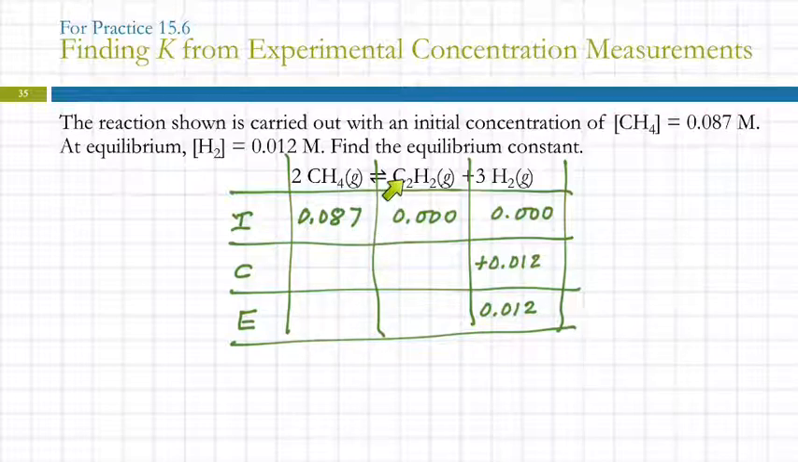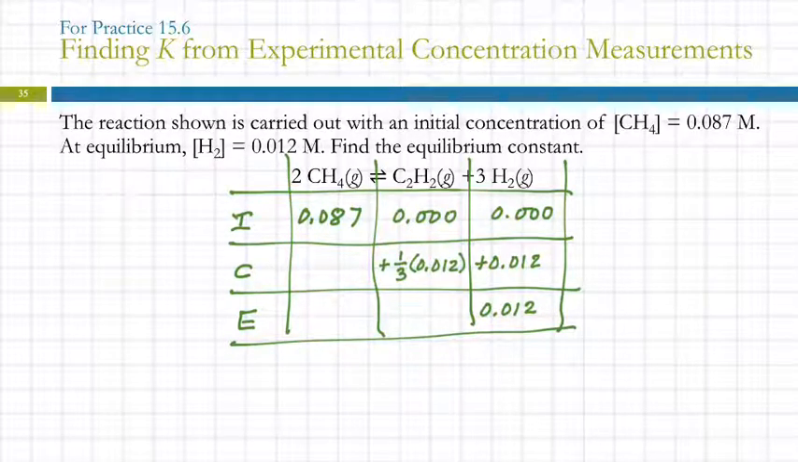We could figure out what the change for the C2H2 must be. We're using the change in the hydrogen and the stoichiometry. So 1 mole of C2H2 comes with 3 moles of H2. So this is creating 1/3 as much as that, right? So this is going to be an increase of 1/3 times 0.012. Everybody okay with that?